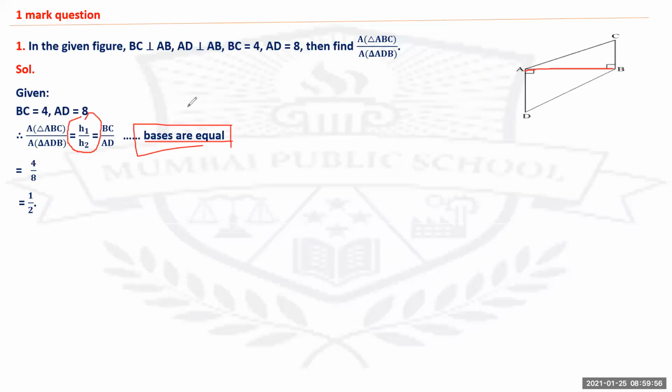Is this clear to all? So that means h1 upon h2. Now, height of both the triangles is given to us. BC is 4, AD is 8. So all these values we know. We have to just substitute 4 upon 8. Understand? And that is equal to 1 upon 2. Is this clear? So just understand, looking at the figure, these questions are really easy and you don't have to lose marks in this. Understand?